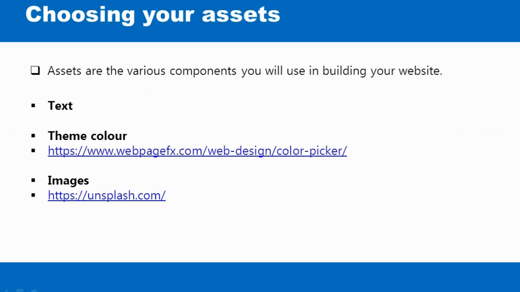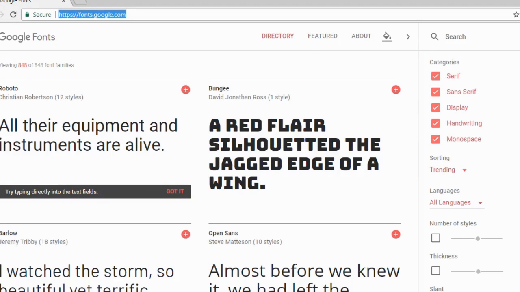Another asset you are going to need is fonts. So you need to know what type of fonts you'll be using for your website. Google has a collection of fonts, quite a big library. So you can go there and just look through the fonts and see whichever one you like. If you do find one you like, you can reference them inside your code editor.